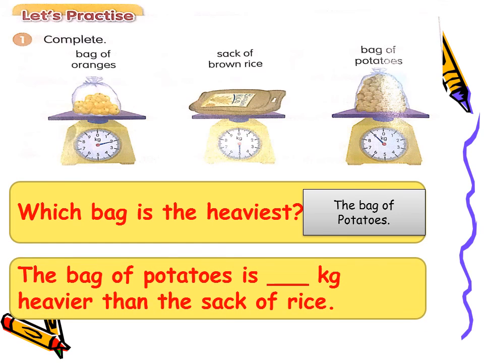The bag of potatoes is how many kg heavier than the sack of rice? Now I will compare between the bag of potatoes and the sack of rice. So if I compare between 2 items, I will use subtraction. The bag of potatoes weighs 9 kg minus the sack of rice, which weighs 5 kg. So 9 minus 5 equals 4. So the bag of potatoes is 4 kg heavier than the sack of rice.